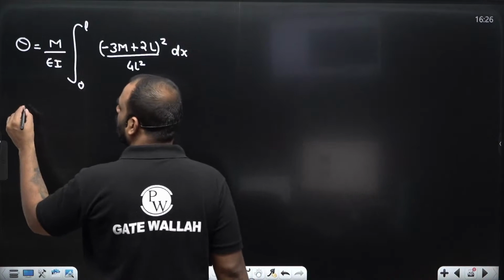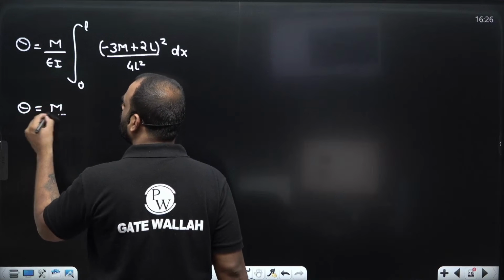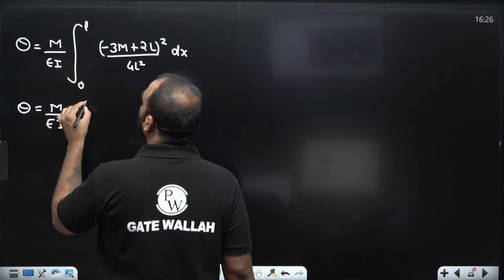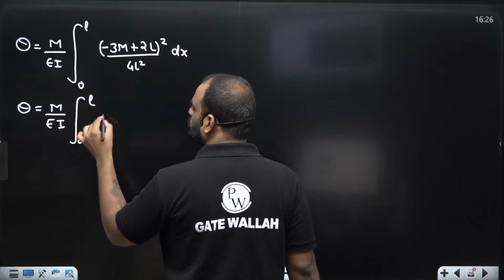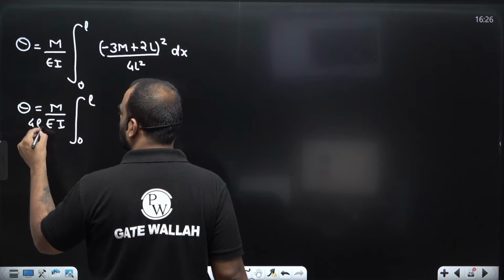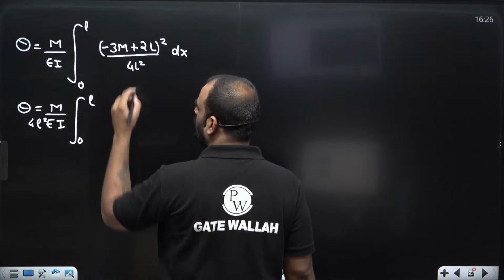Perfect. Now guys, theta is equal to how much? It is m by EI. Then you need to integrate it from 0 to L. So how much will you get? We can write 4L square outside the integration. Now let us open this.